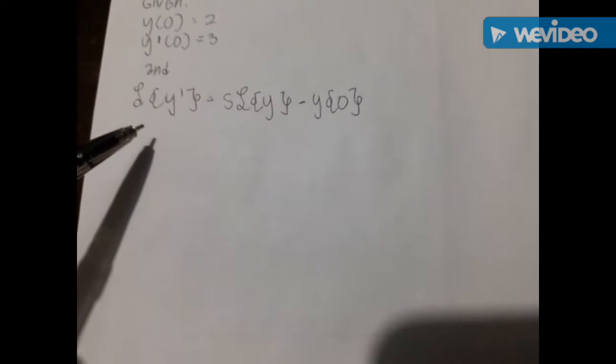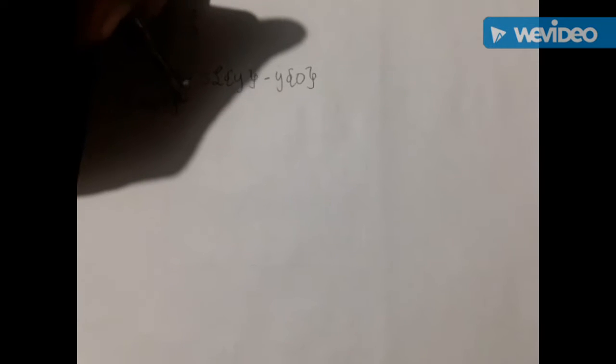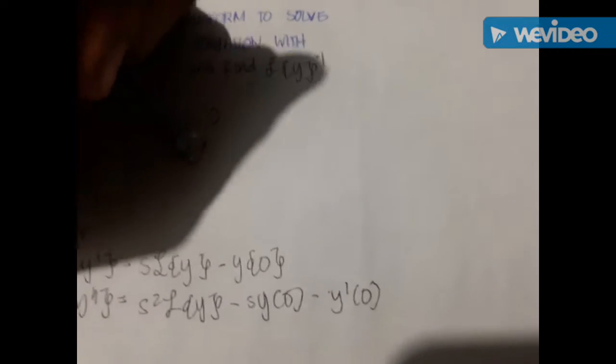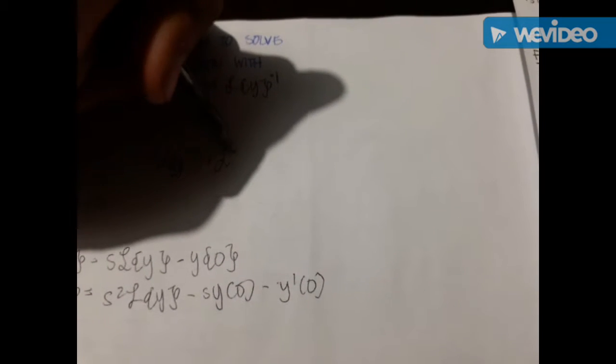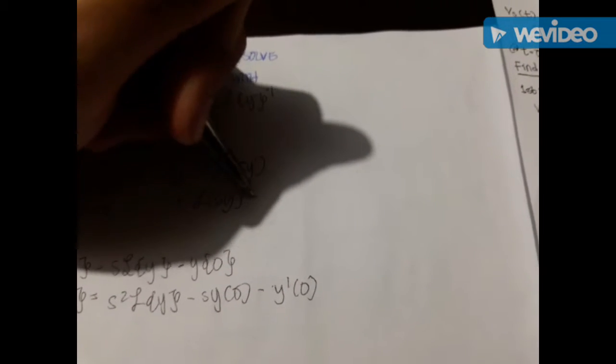And we already know that the Laplace of y prime is equal to sLy minus y(0). Therefore, the Laplace of y double prime is equal to s squared Laplace of y minus sy(0) minus y prime (0). Now we can use the Laplace transformation: Laplace of y double prime plus Laplace of 5y prime plus Laplace of 6y is equal to 0.